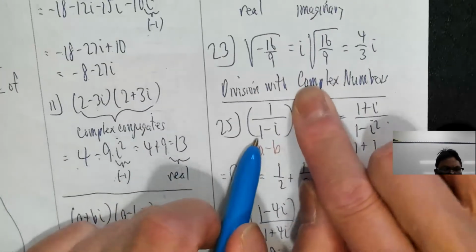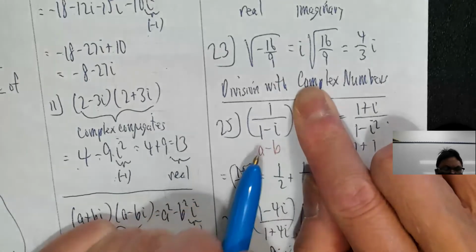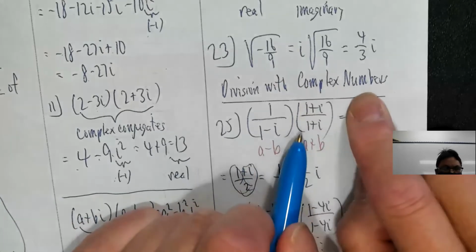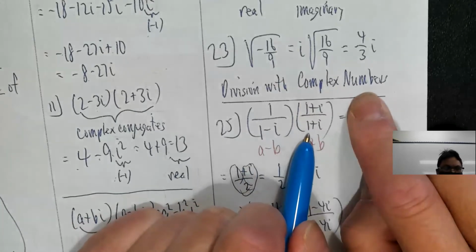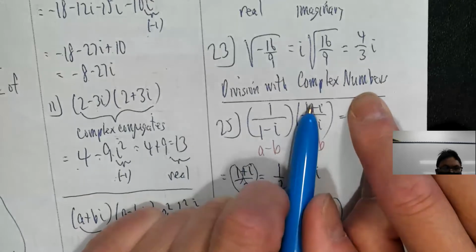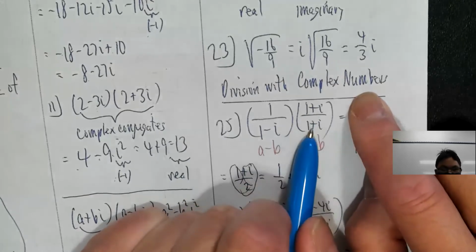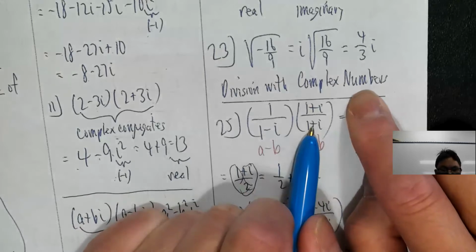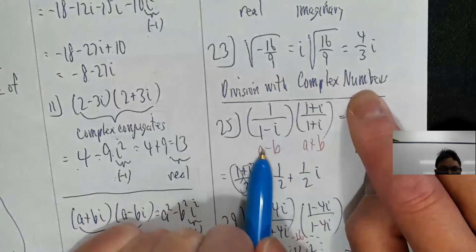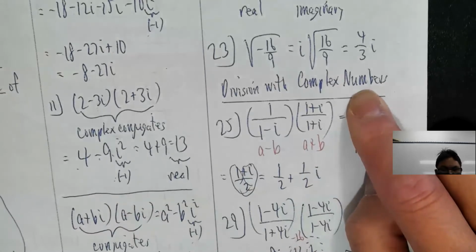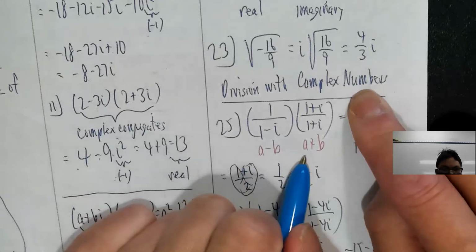Which means on the bottom, I see 1 minus i. I multiply by 1 plus i over 1 plus i. Of course, whatever you do on the bottom, you do the same thing on the top, because this means I'm multiplying by 1. If I multiply by 1, I don't change the value of the expression. So the denominator now looks like a minus b times a plus b, which we know is a squared minus b squared from Algebra 1.